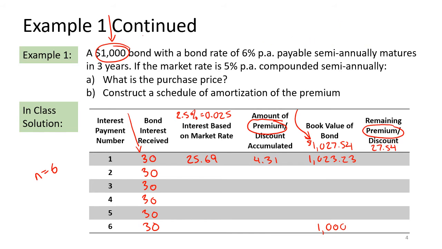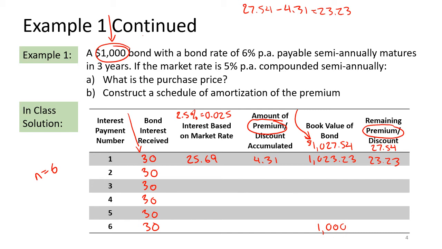So our amount of premium remaining is simply $27.54 minus the amount we've currently accumulated in this payment, $4.31, and we arrive at $23.23. In this case, that makes sense. You see, there's $23.23 extra on the book value, and the remaining premium is the same, $23.23. That makes sense, because we want the book value at the very end to be equal to our face value of $1,000.